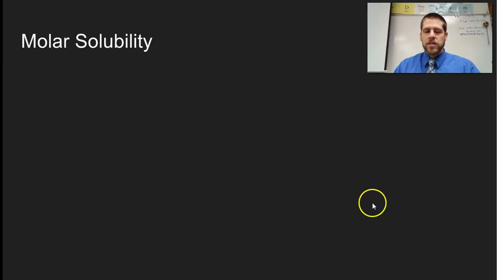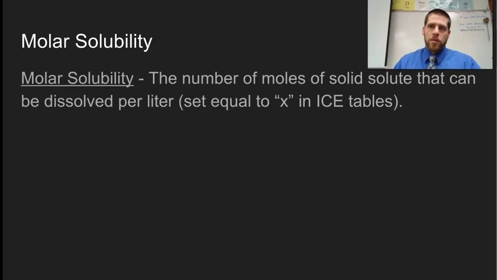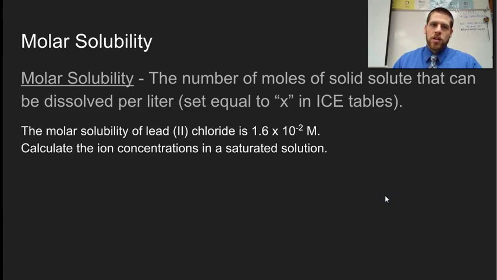The way we describe this is what's called the molar solubility. The molar solubility is basically the number of moles that can dissolve in the water. And this is always going to be equal to X in an ice table. So let's look at an example. If the molar solubility of lead chloride is 1.6 times 10 to the -2nd, what's the ion concentration at equilibrium? Now I want to be clear, this is not the Ksp. The molar solubility is the number of moles that dissolves in a liter of water.